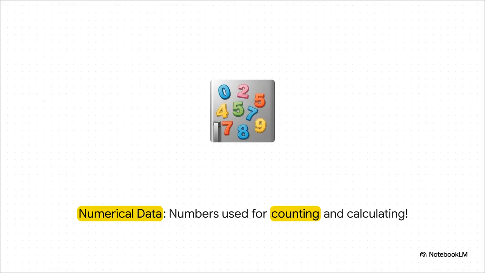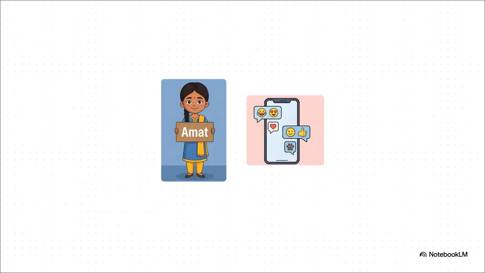First up, we've got numerical data. And just like it sounds, this is data made entirely of numbers. Basically, if you can count it or measure it, it's numerical data. Think about counting the number of pencils on your desk, measuring how tall you are, or solving a math calculation on the whiteboard. The numbers on those colorful fridge magnets, the symbols we use for counting, all of that is numerical data.